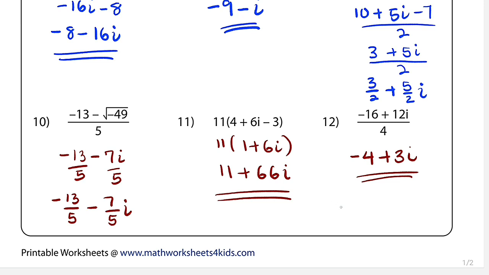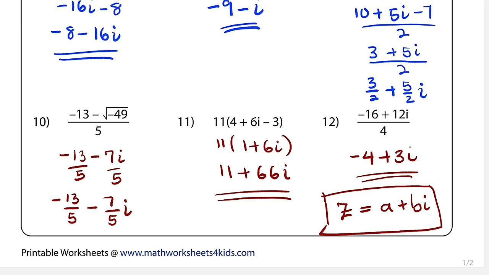So all you are after is to express them as z equals a plus bi, and you are good to go. And this is all I have for you today.